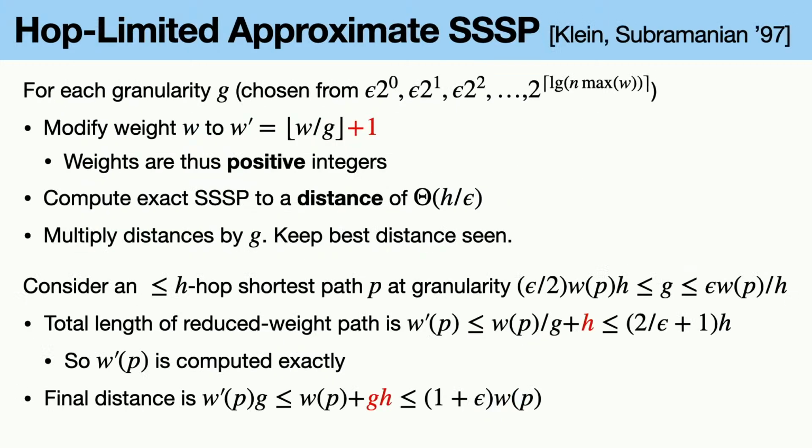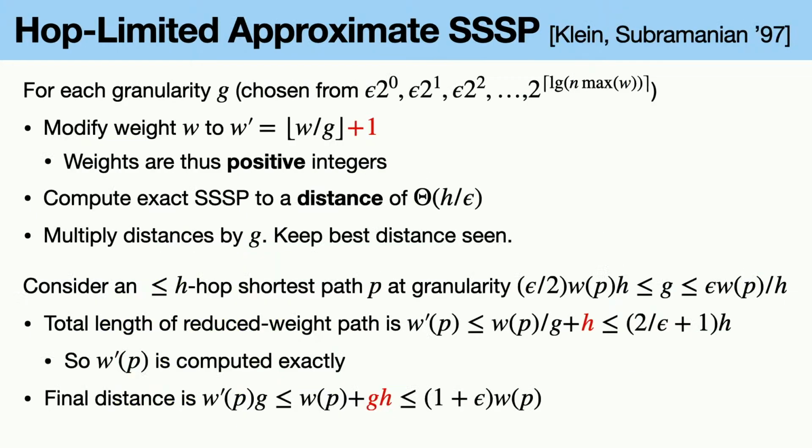I think I'll skip this unless we have extra time at the end. Klein and Subramanian also showed how to do hop-limited approximate shortest paths. It's basically a simple trick where you scale down all the edge weights to small integers, and then you scale them up. You lose something in the rounding process. But if you choose the right granularity to do the scaling, that is somehow proportional to the actual distance of the path, this does a pretty good approximation.